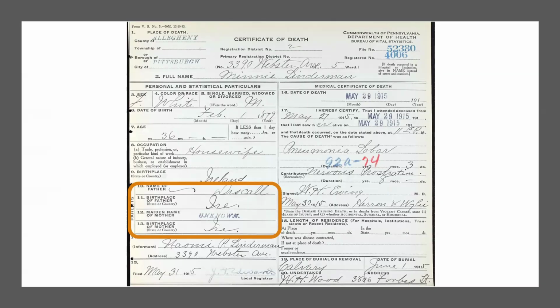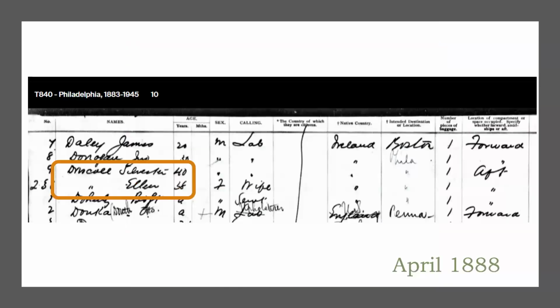And the daughter is only about 15 at this point, so that's no help. So I look and I find Sylvester Driscoll and his wife Ellen. This is their passenger record coming over, and this is at a point where Minnie would have been about 11 years old. She's not with them. So I'm like, well, maybe they left her there with grandparents and she came later.